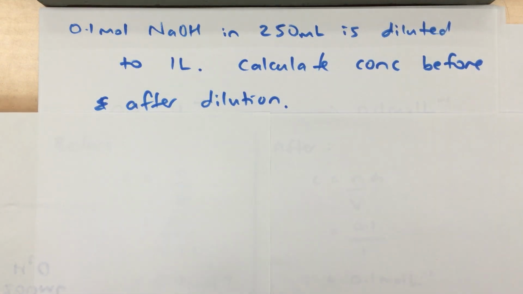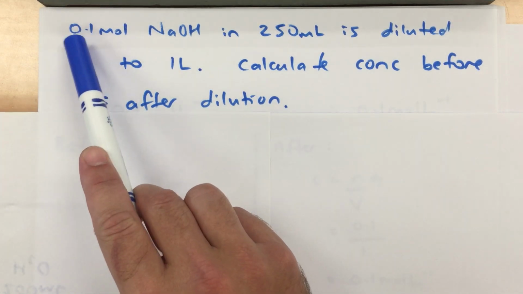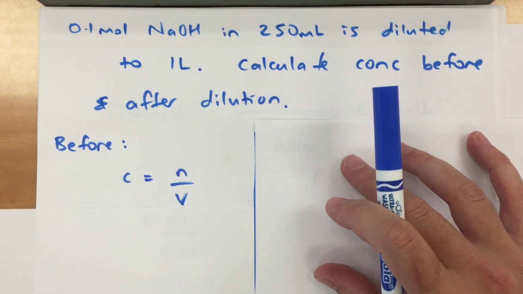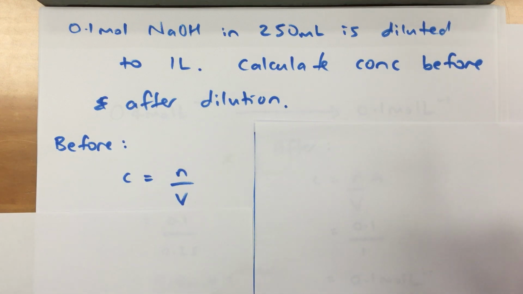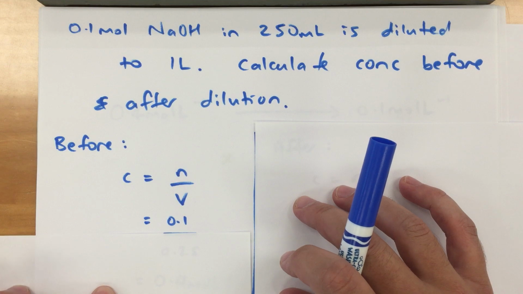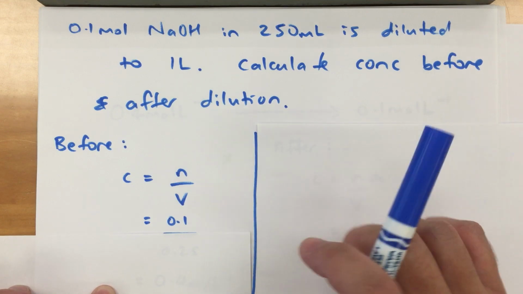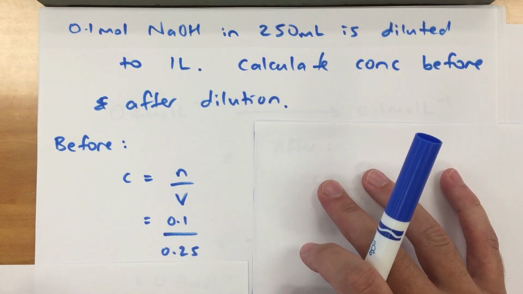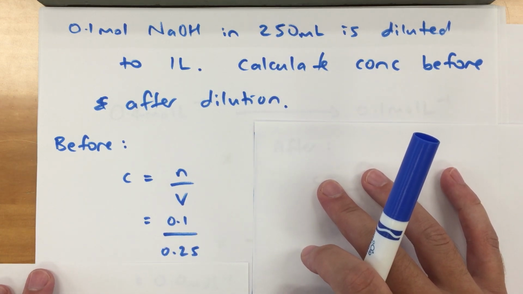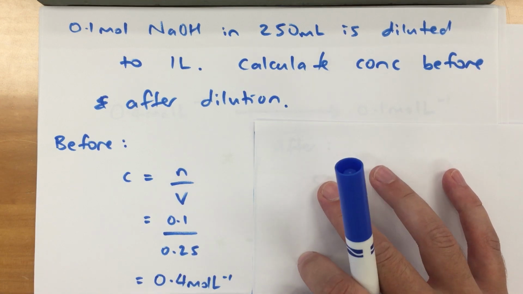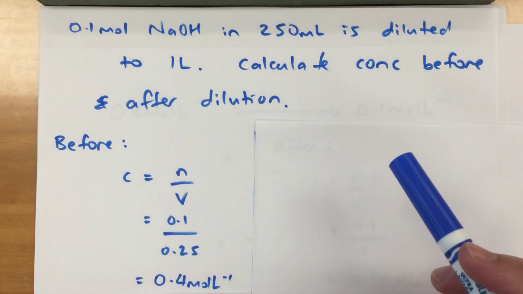So before dilution, I need to work out my concentration in moles per litre. I have the number of moles and I have the volume, so let's work it out. Before, concentration equals number of moles divided by volume. Same equation as before. My number of moles is 0.1 mole. My volume needs to be in litres, so 250 mils turned into litres, we divide by 1,000 to get 0.25 litres. That gives me a concentration of 0.4 mole per litre. That's the initial concentration before the dilution has taken place.